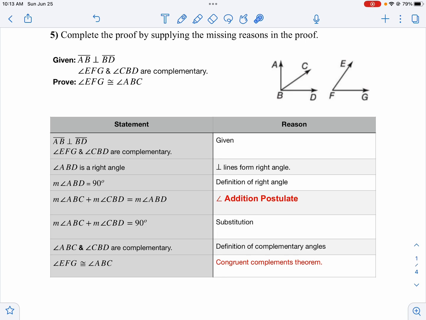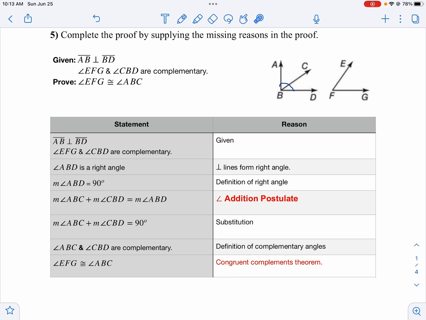Then we can say the measure of angle ABC plus the measure of angle CBD equals the measure of angle ABD. Notice that's what's going on in my first part here. When we add two parts up to equal the whole, that's your angle addition postulate. That's the one you had to fill in.